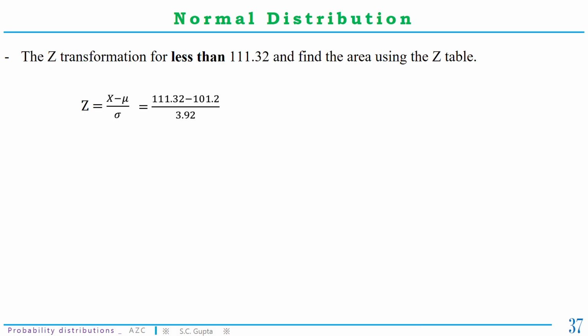X is 111.32, mu is 101.2, and standard deviation is 3.92. So, Z value obtained is 2.58. Let's check the area that corresponds to the Z value of 2.58 in the Z table.